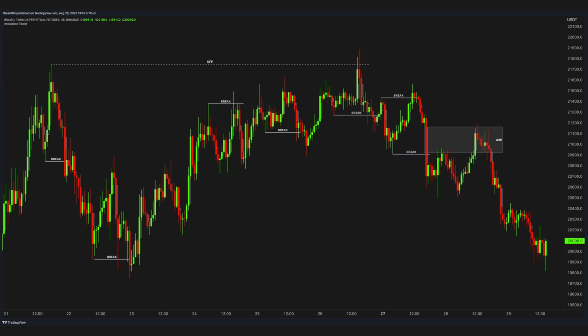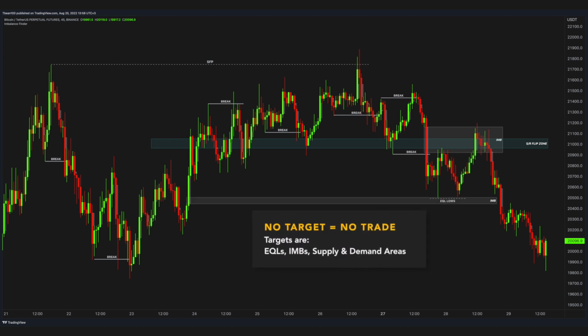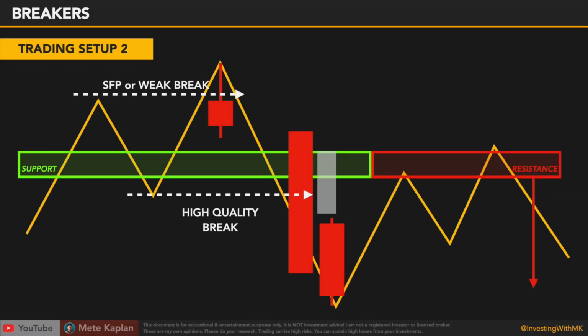If you look closely, you can see how the SR flip happens. Once a strong demand area, now becoming a supply zone. And finally, our target. As I said, without a clear target, there is no trade. You can see the equal lows below with a half-filled imbalance. Let's check out the second trade setup that we can use.